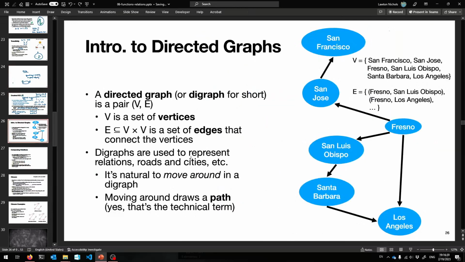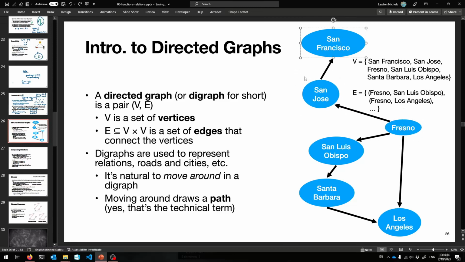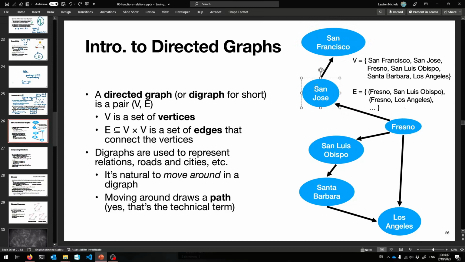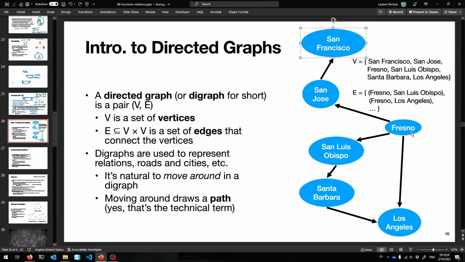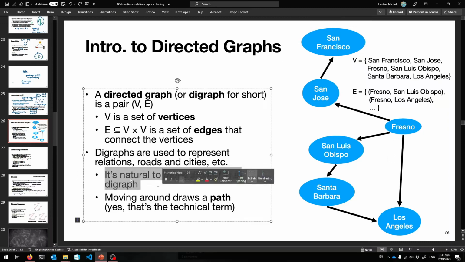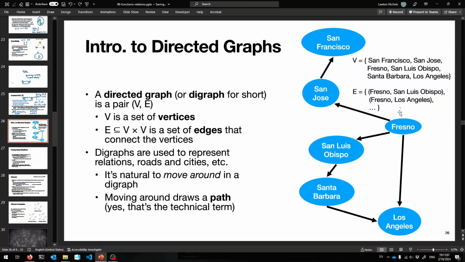They can also represent other things, other ideas. Google Maps, for example, is under the hood using a graph of all the streets and how they move around. So you can talk about roads and cities, like there's a road from Fresno to San Jose, there's a road from San Jose to San Francisco, and you can definitely find a way to get from Fresno all the way to San Francisco and in the opposite places as well, all right? So yeah, it's natural to want to be able to move around a directed graph. You can think of it as driving or something, or flying. And yeah, moving around draws a path, which makes a lot of sense, that's a technical term.